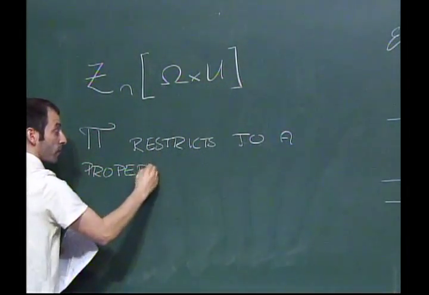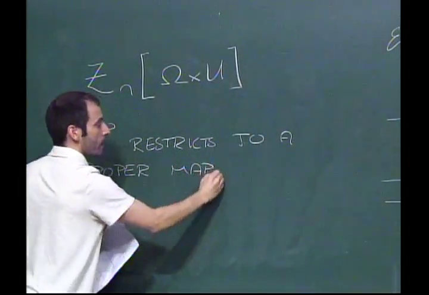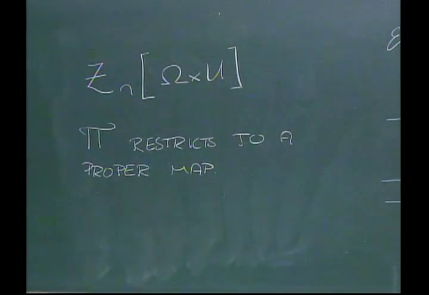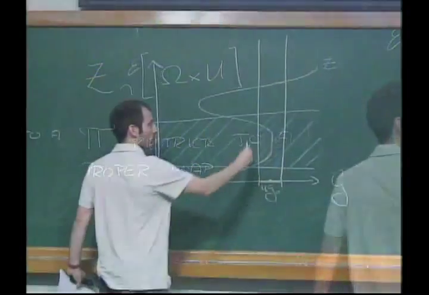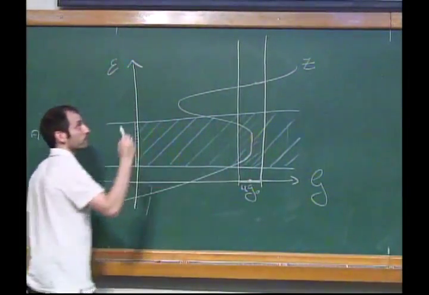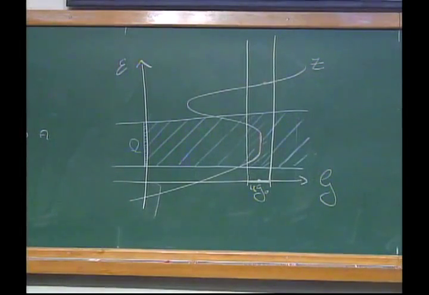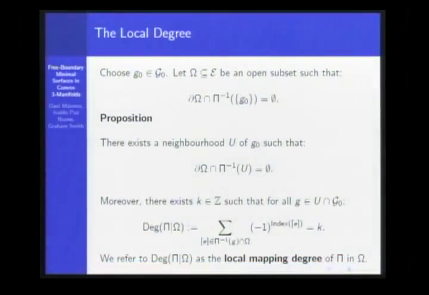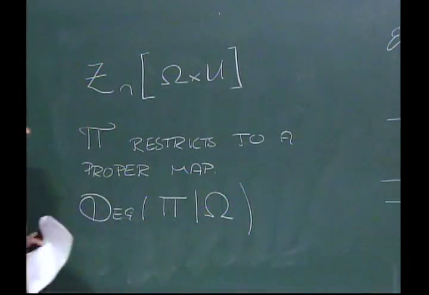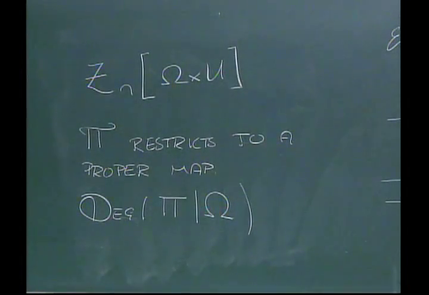So what that means is you can define a degree for the restriction of pi to this smaller chunk of Z. And that is what we call the local degree. And we're going to denote this by deg, the degree of pi restricted to omega. Okay? So we define the local degree in exactly the same way as we define the global degree.